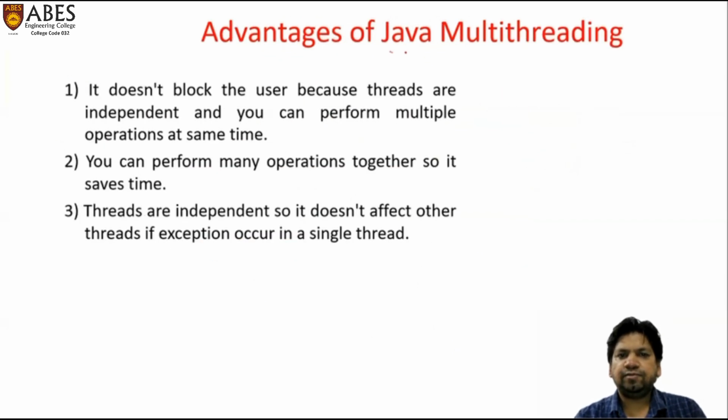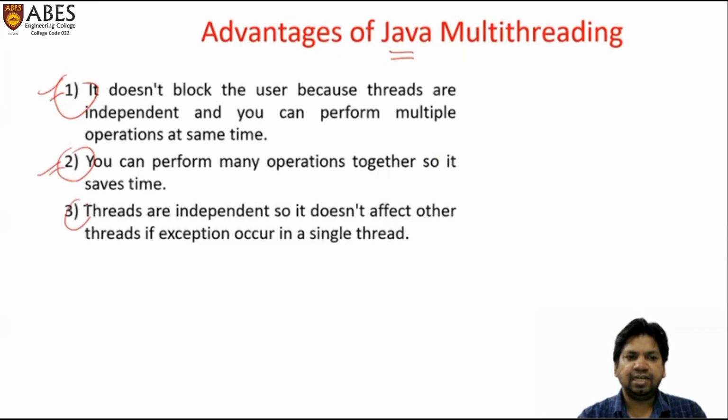What are the advantages of Java multi-threading? Let us discuss them one by one. First, it does not block the user because threads are independent. The threads are independent and do not block each other. You can perform multiple operations at the same time, which is a very important line. You can perform many operations together and save time, which is a very important part.